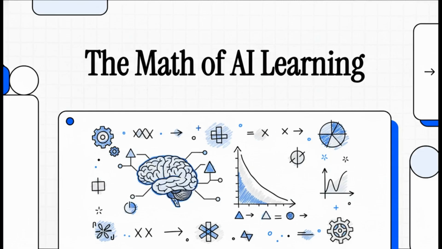Welcome to The Explainer. Today, we're going to peel back the curtain on artificial intelligence. We're not just talking about what it does, but how it does it. We're diving deep into the mathematical engine that actually allows a machine to learn. And you'll see it's not magic, it's just, well, really elegant math.